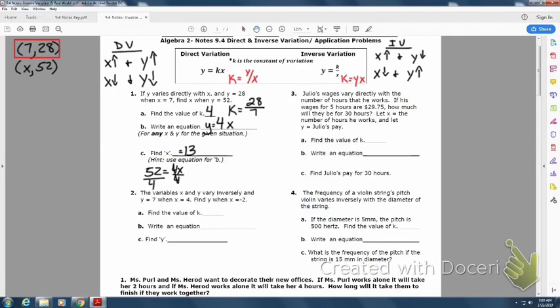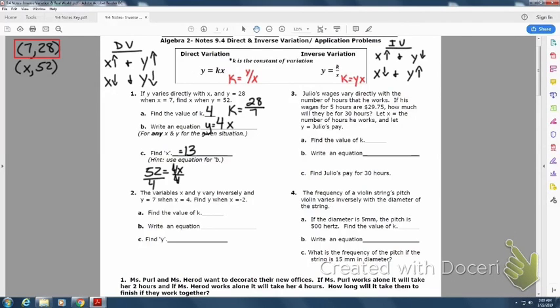Alright, I do want to talk about... Now let's just go through the next problem first, then we'll talk about that. So it says, Julio's wages vary directly with the number of hours that he works. If his wages for 5 hours are $29.75, how much will he make for 30 hours?